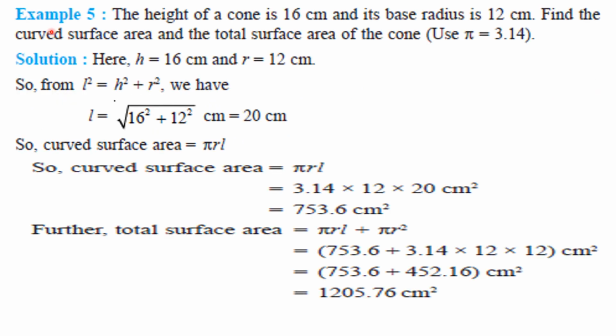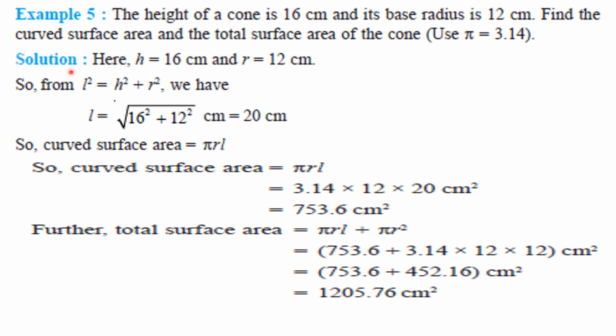Now let us take another example to understand these concepts well. See this example. The height of a cone is 16 centimeters and its base radius is 12 centimeters. Find the curved surface area and total surface area of the cone. Use pi is equal to 3.14. Understood this question, my children? What are given here? Height of the cone and radius of the base of the right circular cone. Then we have to find curved surface area and the total surface area of the cone.